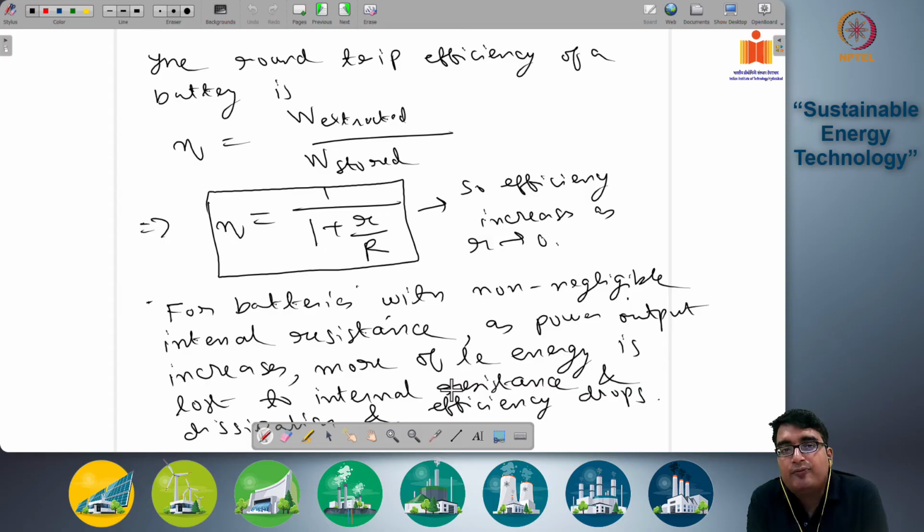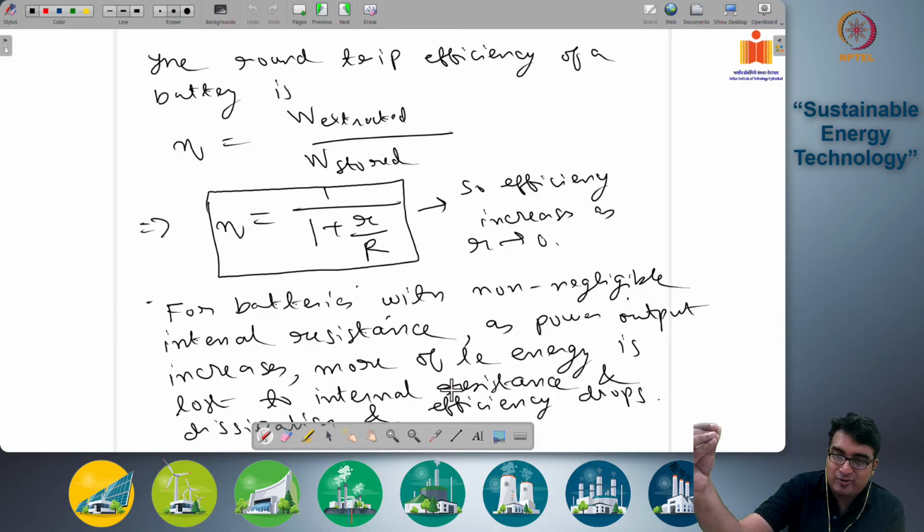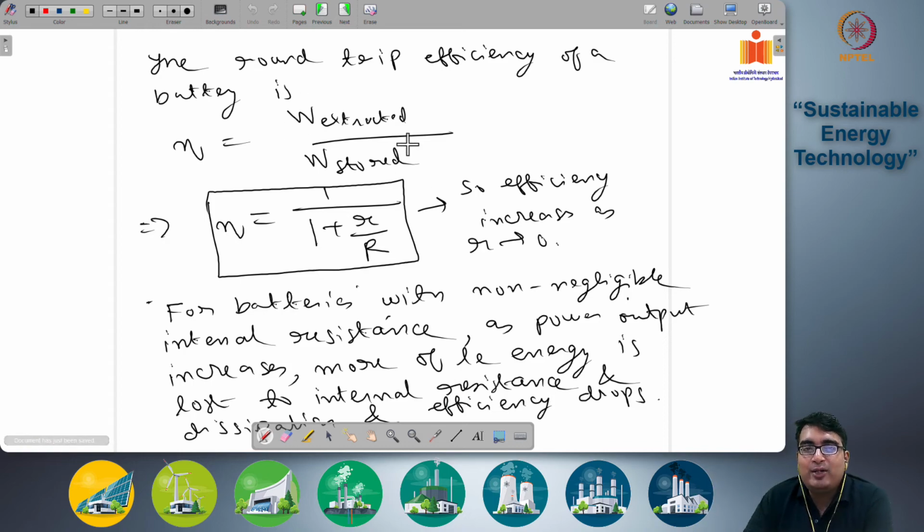Now we can also find out what is the round trip efficiency of a battery. Remember, the round trip efficiency is the energy extracted versus the energy stored. So we can look at the charging process and the discharging process and get the net work output by work input during the charging process. And you get here the efficiency eta is 1 by 1 plus small r by capital R.